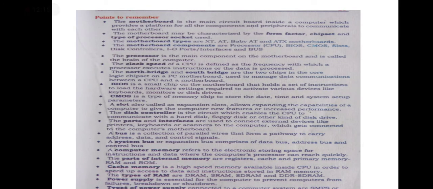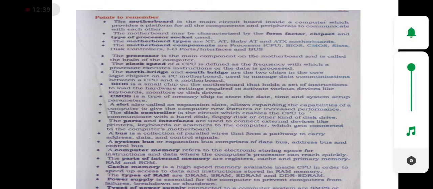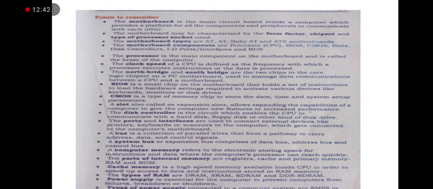Next. Now, up to this, it completes your first chapter, that is, configuration of the computer, in which you have studied what is motherboard, the components of motherboard, then the memory, internal and external memory, primary memory, secondary memory. Now, there are some concepts or key points to remember.